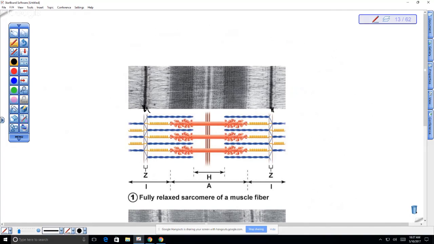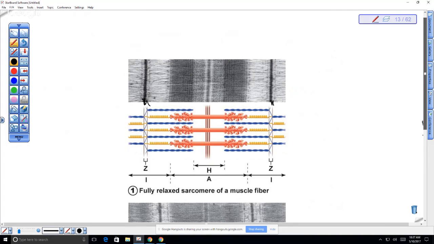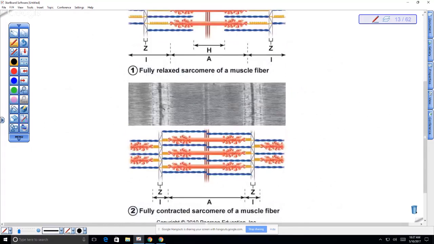Those are the myosin heads, and they're going to bind to the actin, and then those myosin heads are going to pivot, and notice how they cause the sarcomere to shorten as the filaments slide closer together. So the distance between the Z discs becomes smaller and the sarcomere shortens. So this would be relaxed, and this is when the muscle contracts.